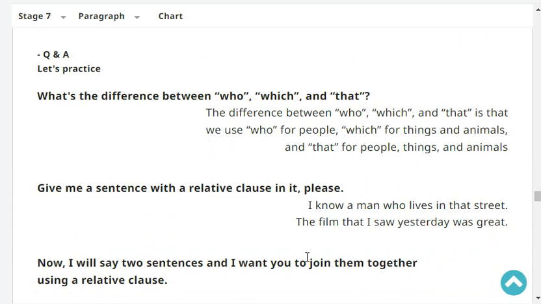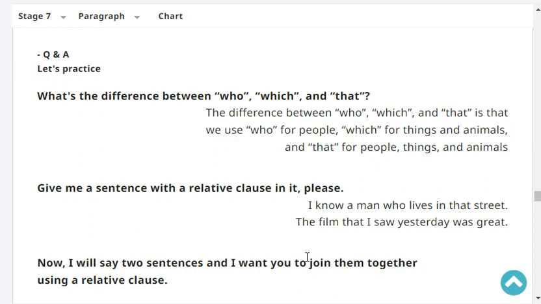What's the difference between who, which, and that? The difference is that we usually use who for people, which for things and animals, and that for people, things, and animals.